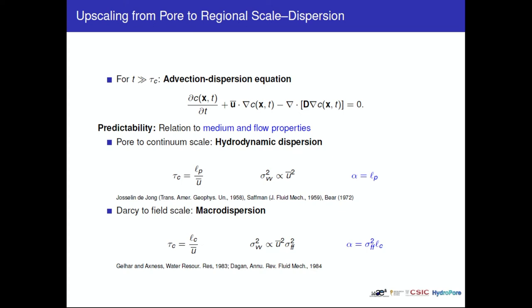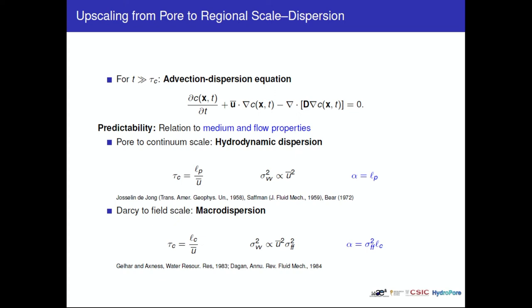So I use this formula from before. I look at what is the characteristic fluctuation scale on the pore scale. It is the pore length divided by the mean velocity. The velocity variance is always proportional to the mean velocity squared. And with this reasoning, we get a dispersivity, of course, which is equal to the pore length, of the order of the pore size. So I'm just deriving what we have already seen before.